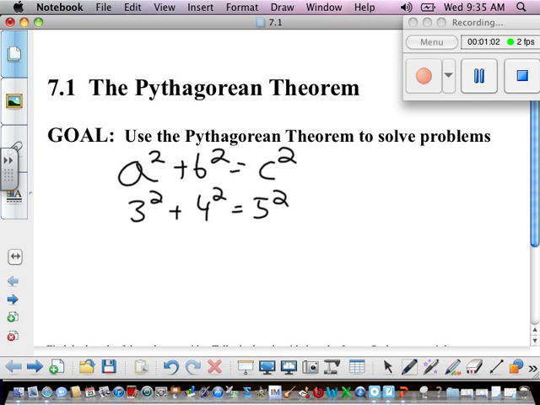Okay, the Pythagorean theorem: in a right triangle, the square of the hypotenuse is equal to the sum of the squares of the legs. A squared plus b squared equals c squared.